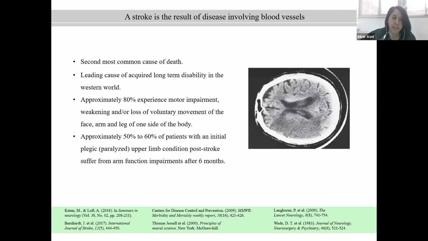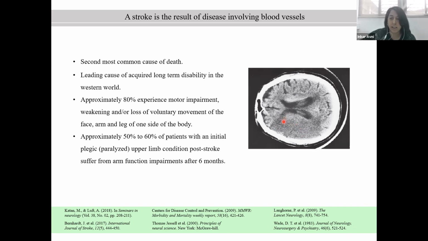And as Raut said, stroke is the leading cause of long-term disability in the Western world and the second cause of death. It's a condition caused by a disruption in blood supply to the brain, which can be caused by either hemorrhage or blockage. Both cases can lead to neuronal cell death, which is what you can see here in this brain scan.